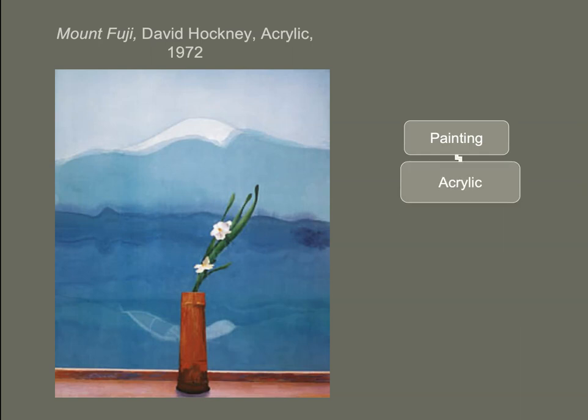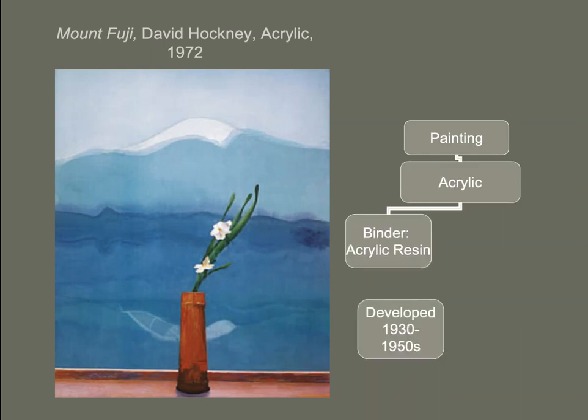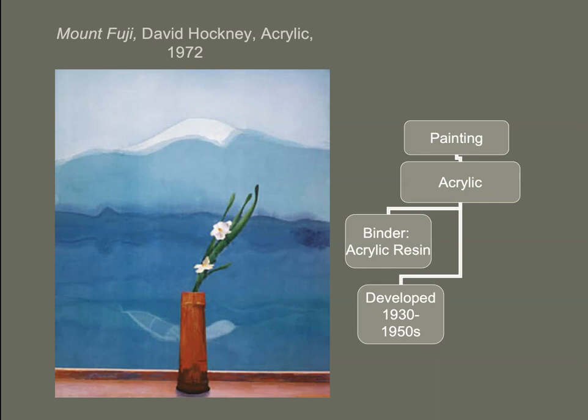So then we're going to go on to acrylic. In acrylic painting, the binder is acrylic resin. Acrylic was only recently developed, in the 1930s and 1950s, where the other types of paint have been around for a long time, centuries.